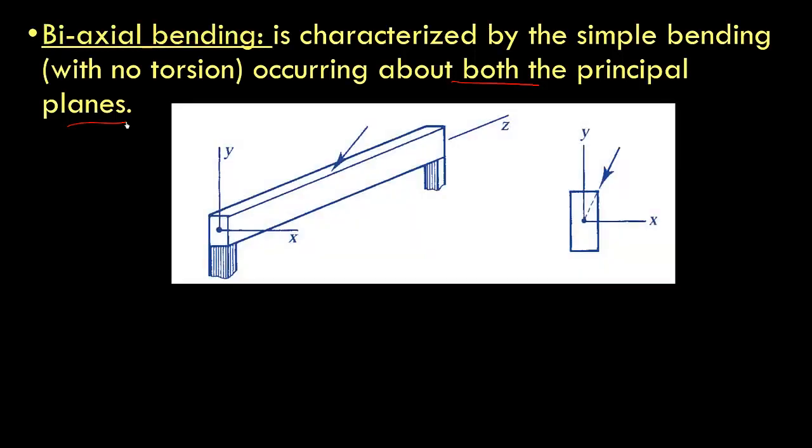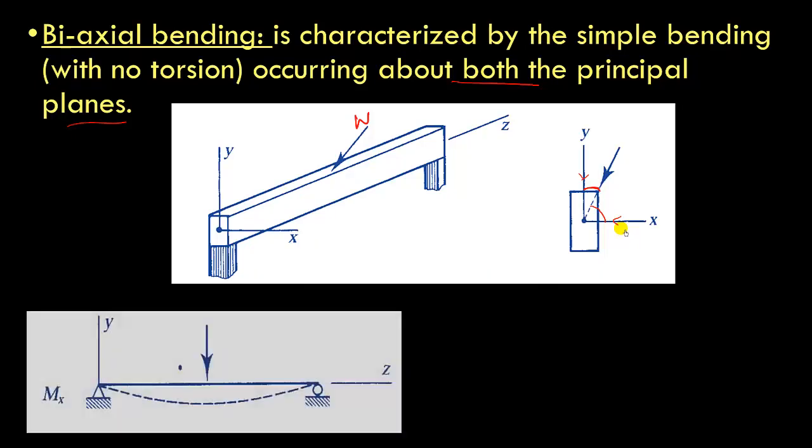So let us consider this simply supported beam, and in this case load W is applied here, and this makes an angle from the y-axis, that is the y plane, and it is also making an angle with the x-axis. So now this load W will have two components, one along this axis and another along this axis. Now we can analyze the two planes separately.